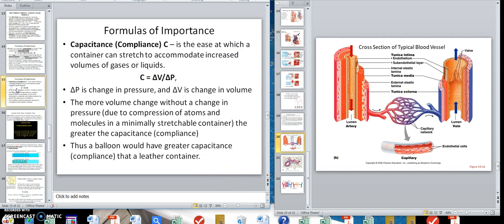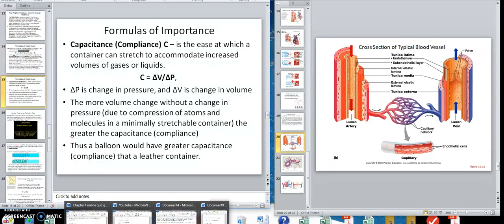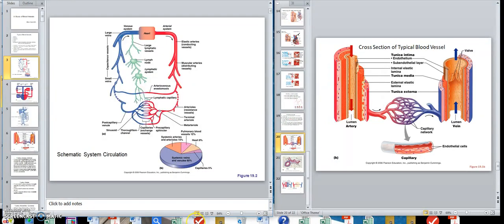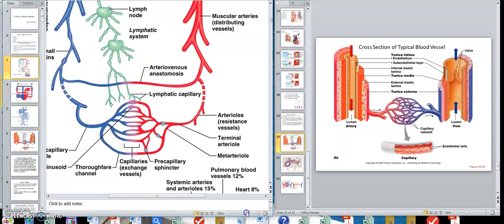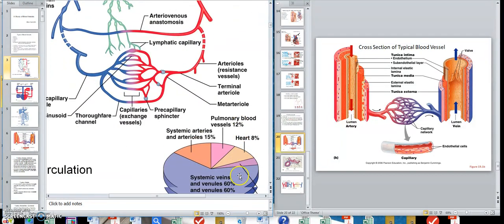Go into another deal. Capacitance. Remember we said that the veins were the capacitance vessels. What we said was, let's look at that. What we said was that most of the blood, let's blow this up, most of the blood is in the veins. They have greater capacitance. Most of the blood's in the veins.